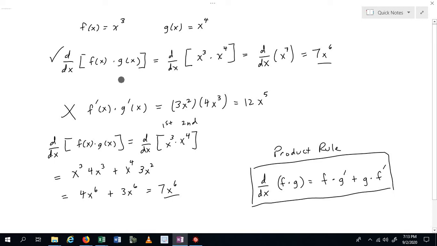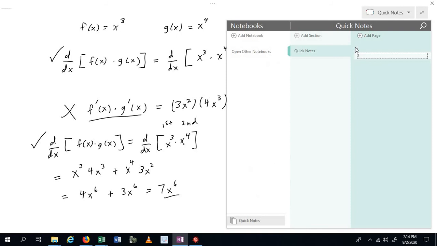Okay, so you should be very careful about falling into this trap of thinking that the derivative of f times g is f prime times g prime. That's not true. It's a little more elaborate than that. It's actually the first function times the derivative of the second function plus the second function times the derivative of the first function. So hopefully I've convinced you that the product rule actually works instead of this. Okay, so let's just do a couple more examples.